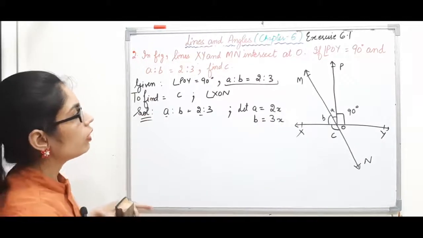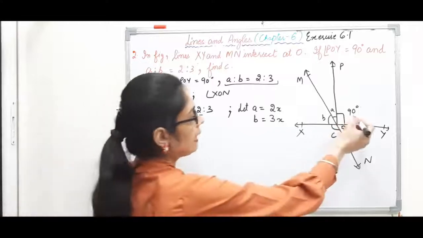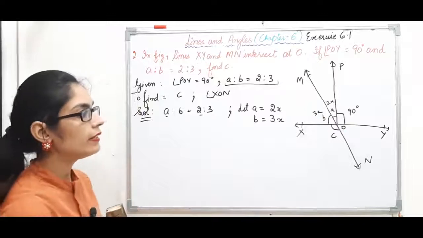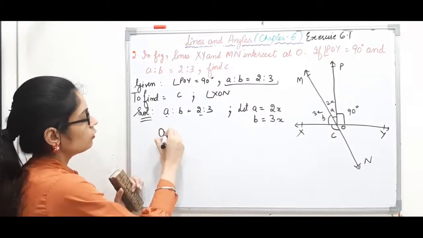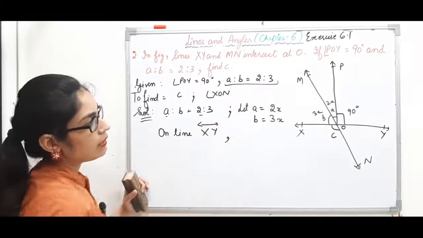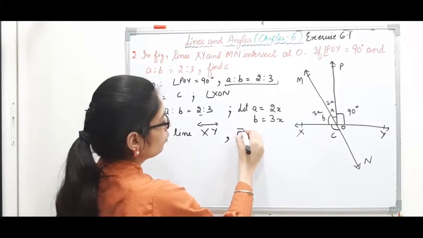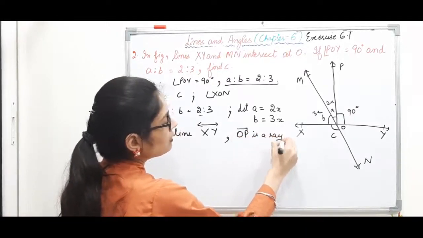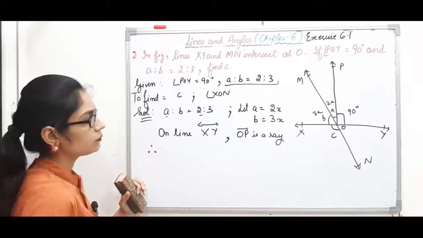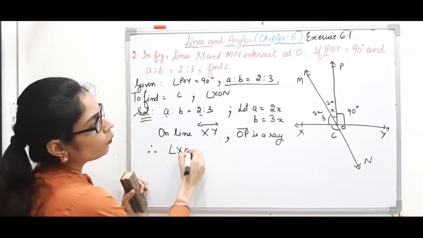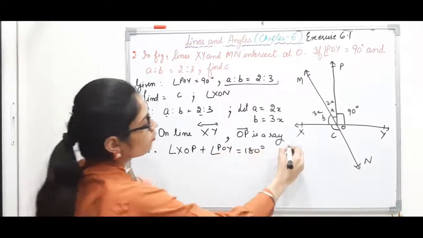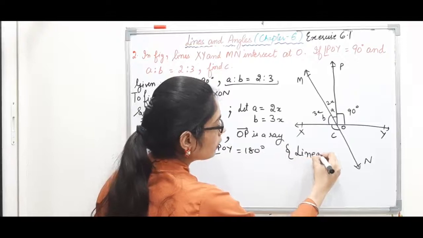Now the ratio we have already assumed. Now we have the value of this angle, and this angle also. So again we will use the linear pair axiom. On line XY, OP is a ray which stands on line XY. Therefore angle XOP plus angle POY is equal to 180 degrees. Why? Due to the linear pair axiom.